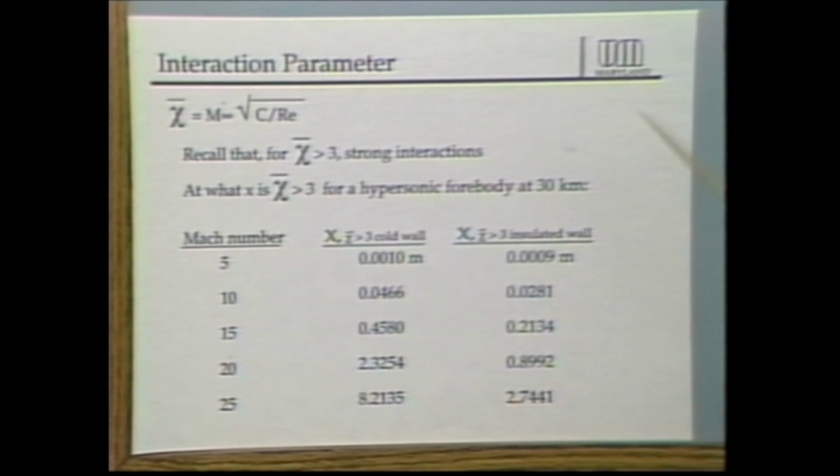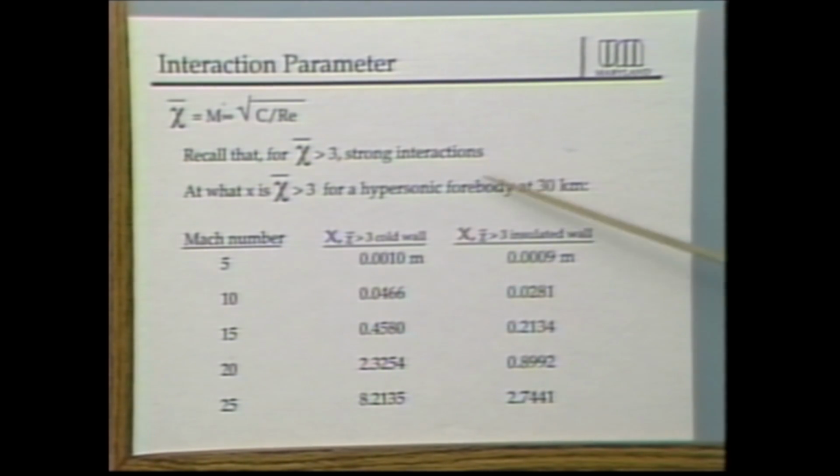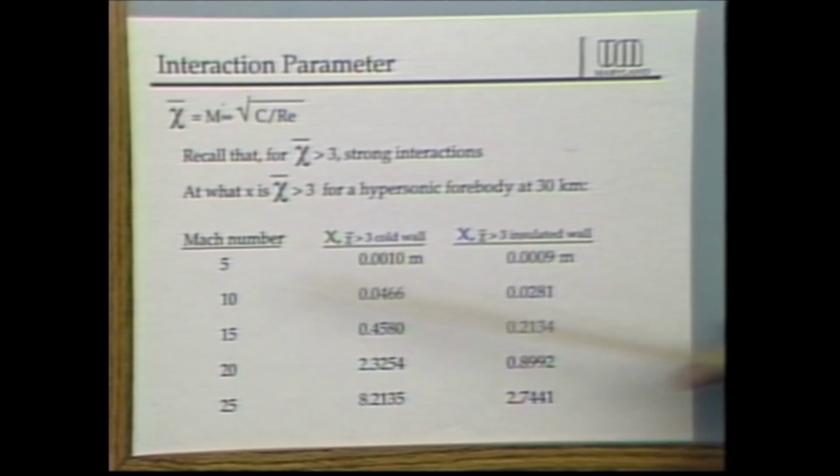All right, let's look at some typical numbers. If we assume that chi bar 3 is the division between strong interactions and weak interactions, we can calculate values of chi bar with two basic assumptions. One is a cold wall. And I think for this one, we assume that the wall would be kept at about 1,000 degrees. And this one is an insulated wall, an adiabatic wall. The strong interaction regime at Mach 5 is, as you see, a very, very small value, 0.001 meters from the leading edge. In other words, once you get past this region, you're in the weak interaction regime.